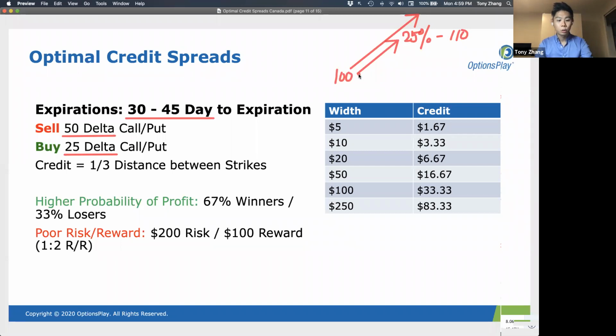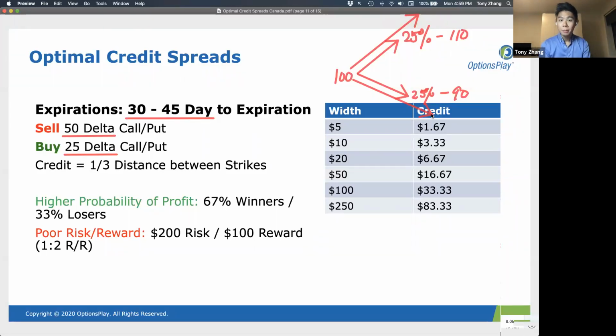And on the flip side, if we choose, let's say, a 25 delta put option, that might be, let's say, a $90 put, meaning what you're trying to choose is a strike price where there's only a 25% chance of the stock going below $90. So delta is always what we use to help us pick our strike prices.